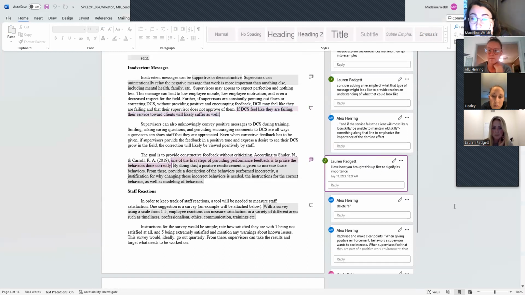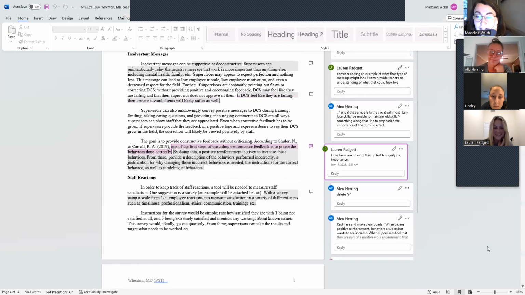I have to click it or else I don't know what's referring to what. That helps us too, so that's perfect. I just really liked the way you incorporated this support for your paragraph. I thought it was done really well, and I loved how you brought it up first to signify its importance by putting it right at the front. I also like the point you brought up to praise the behaviors done correctly. It's very behavior analytic of us, and so I just really liked that.